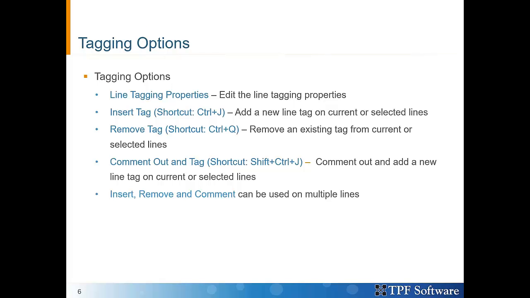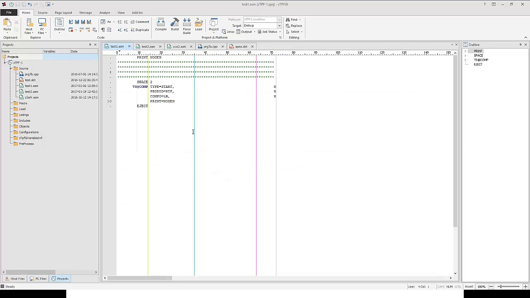Our tagging options: we're going to look at how to set up the line tagging properties, and we're going to use these features both with the menu and by using our insert tag shortcut, our remove tag shortcut, and our comment out and tag shortcuts. And insert, remove, and comment can be used on multiple lines. Now the first file I have open here is one of two files that are in this project, zTPF1.